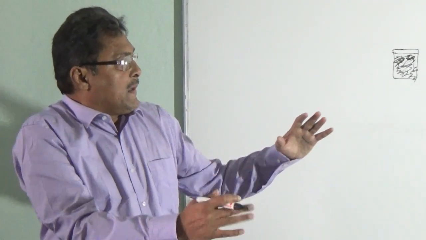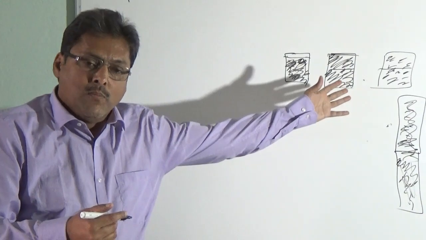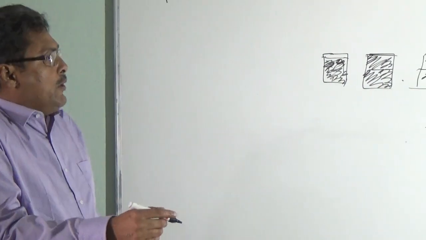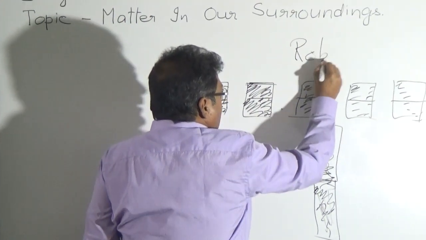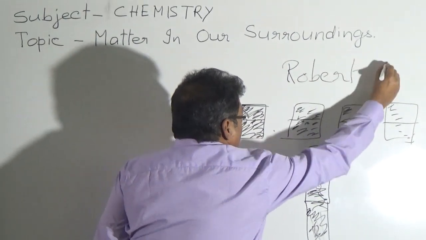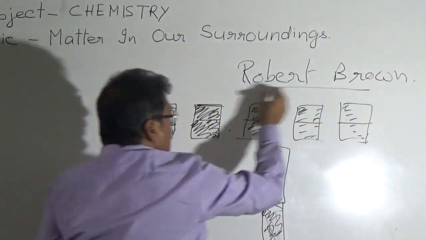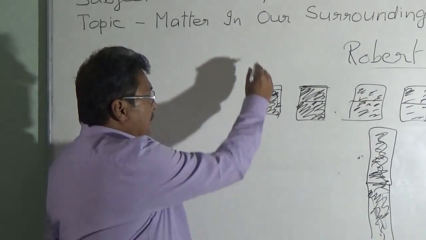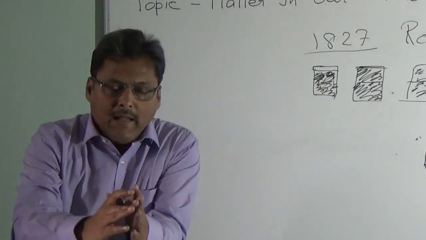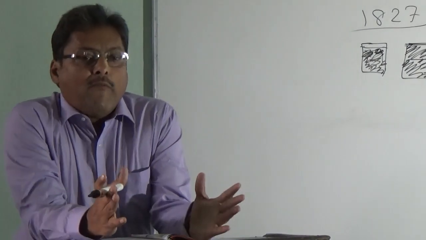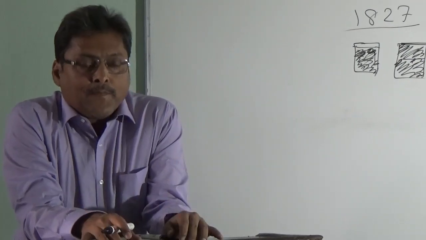Now you see, this proves that particles are always in motion. In this context, we remember one particular scientist named Robert Brown. Now this person, Robert Brown, in the year 1827, did an experiment to prove that the particles are always in movement.